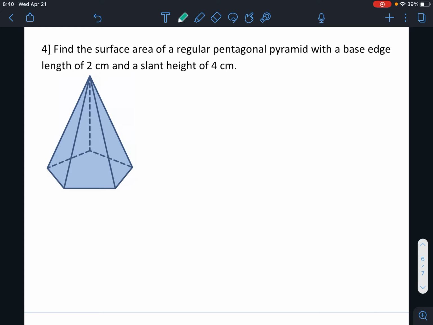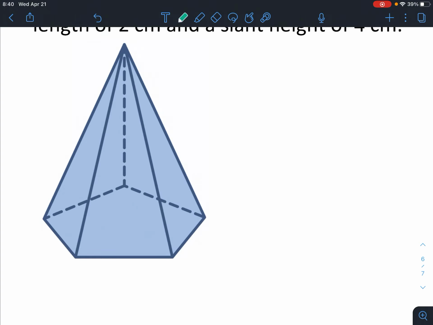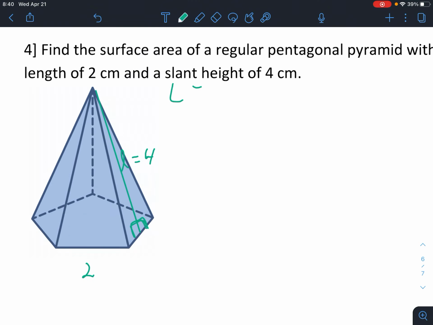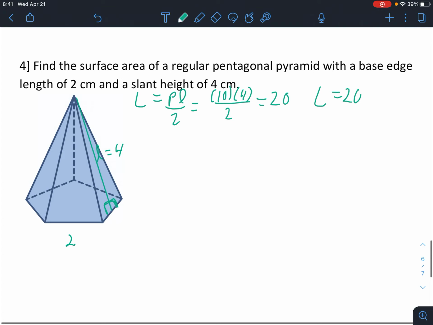Number 4 is going to be a little bit easier than that because this time the slant height is given to us. So we know that a base edge is 2 and a slant height is 4. So our lateral area is going to be real easy because we have everything we need. The perimeter of the base, there's 5 sides of length 2, so 5 times 2. The perimeter is 10. The slant height is 4, over 2. Our lateral area is 20. So lateral equals 20 square centimeters.